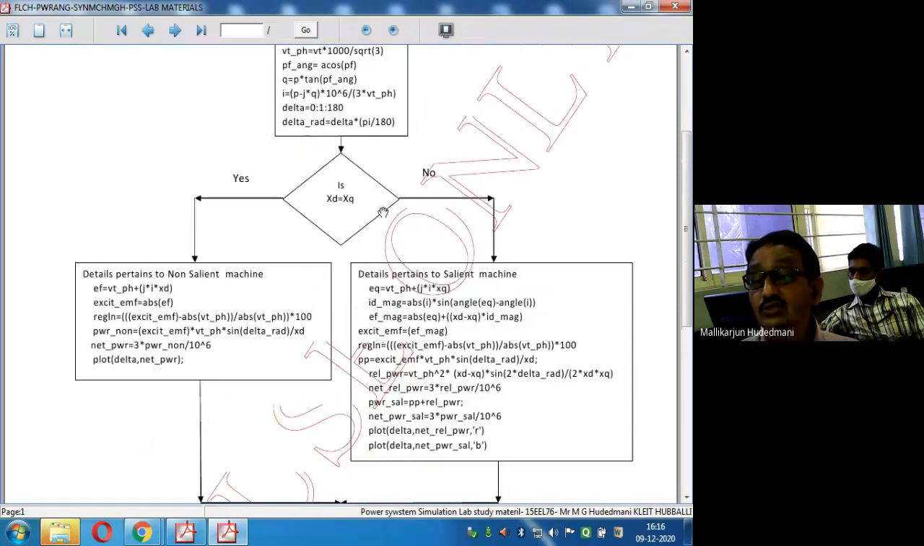Now, the only thing you can see is a switching statement. Once a switch occurs here, XD equal to XQ will branch here. If XD not equal to XQ, it branches here. You may write a switch case, you may write an if condition, whatever you like. For you to program it, there are two ways.